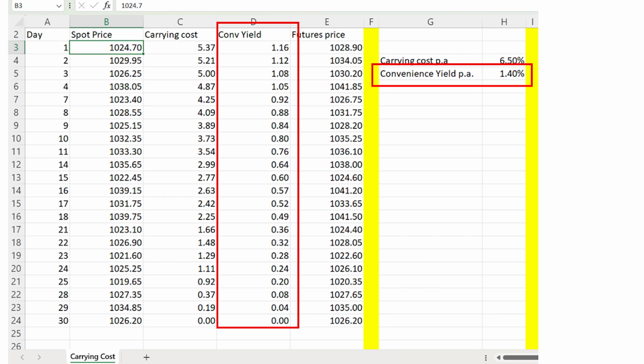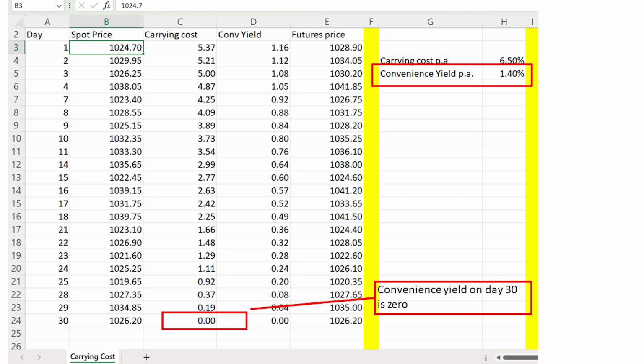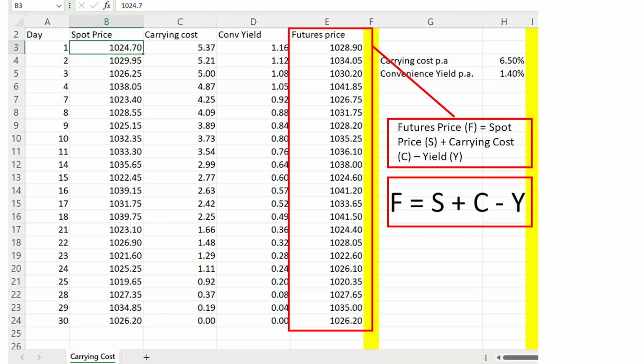So convenience yield also goes down and reaches 0, because on the last day you will be buying in the spot and settling the futures contract on the same day. Now this gives us the futures price on each of these days. On day 1, spot price is 1024.70 plus carrying cost 5.37 minus convenience yield 1.16 is the futures price. So F is equal to S plus C minus Y. That gives us the futures price of 1028.90.